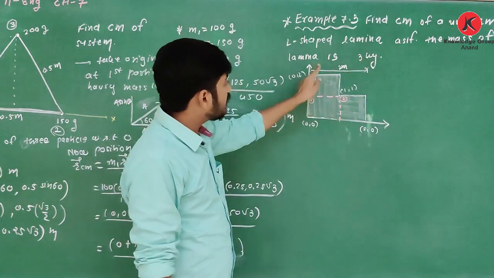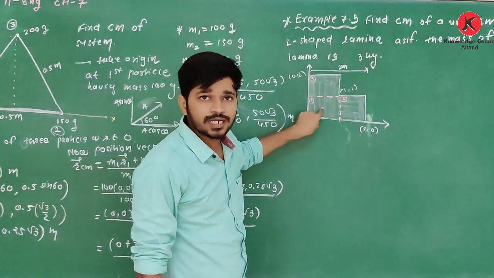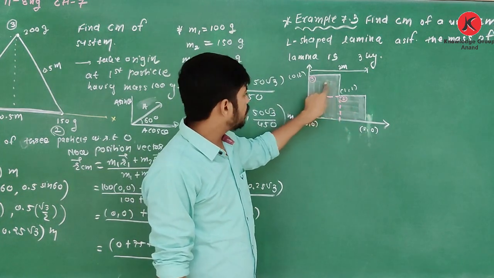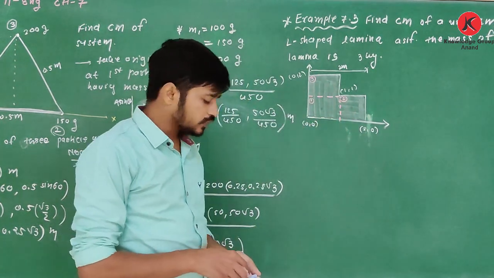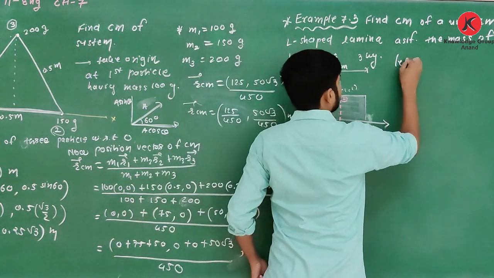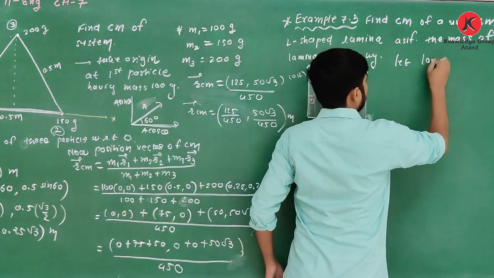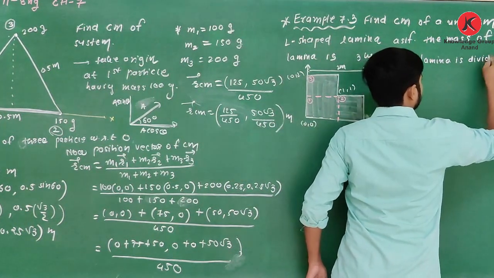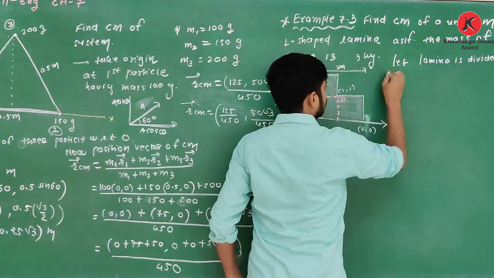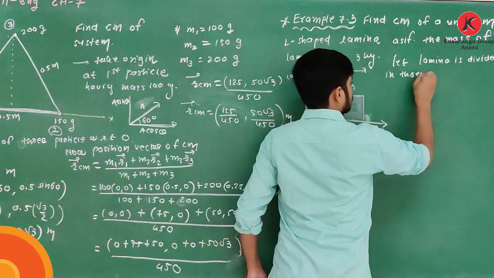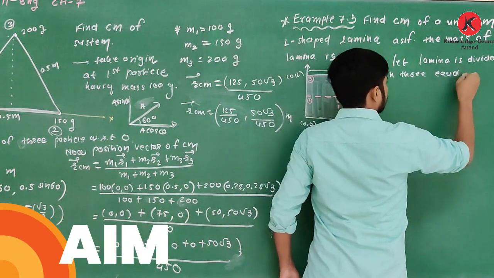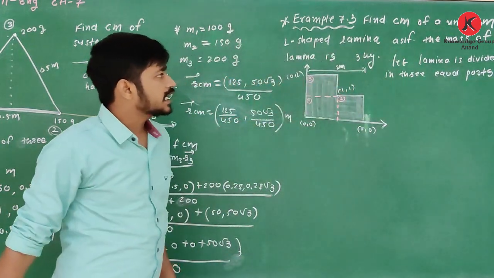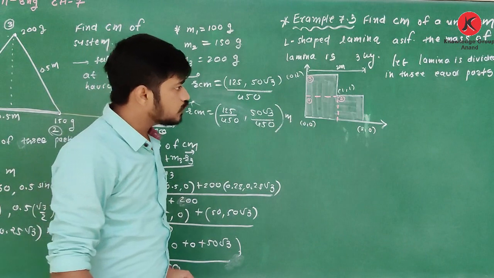So if the mass of the lamina is 3 kg, what is the mass of this first part? 1 kg. What is the mass of this second part? 1 kg. What is the mass of this third part? 1 kg. So yes, let the lamina be divided in 3 equal parts.